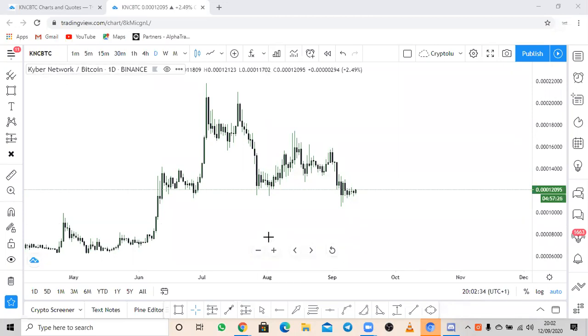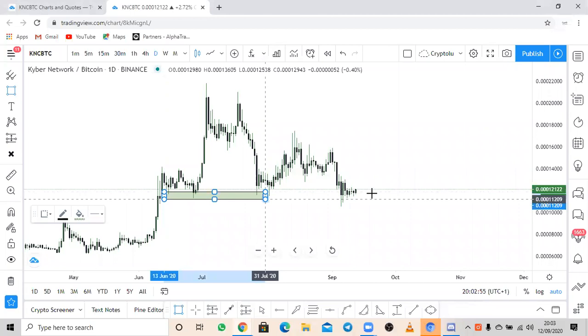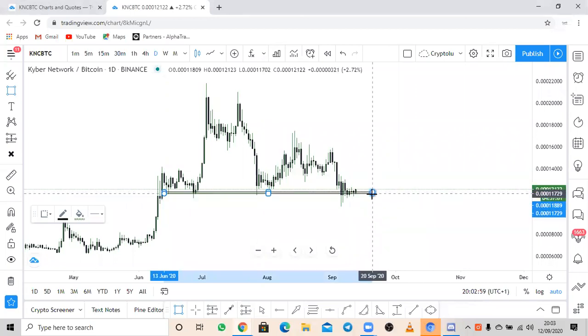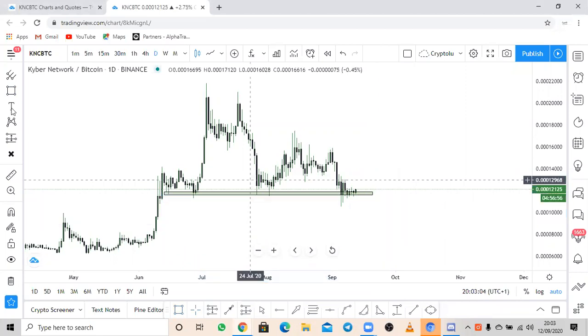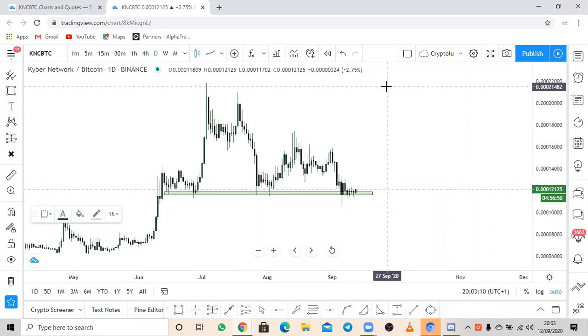I'll be starting with KNC BTC. I'll be doing more of a top-down analysis on KNC BTC. You can see that we have a support level here, where price currently is. This support level is our number one confluence reason for establishing a bias.